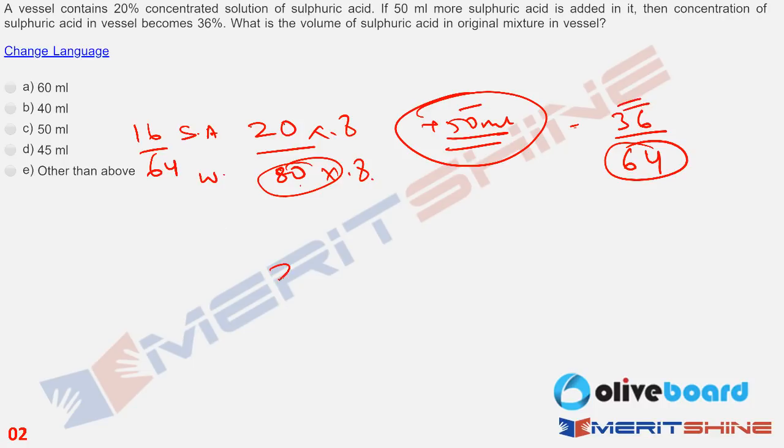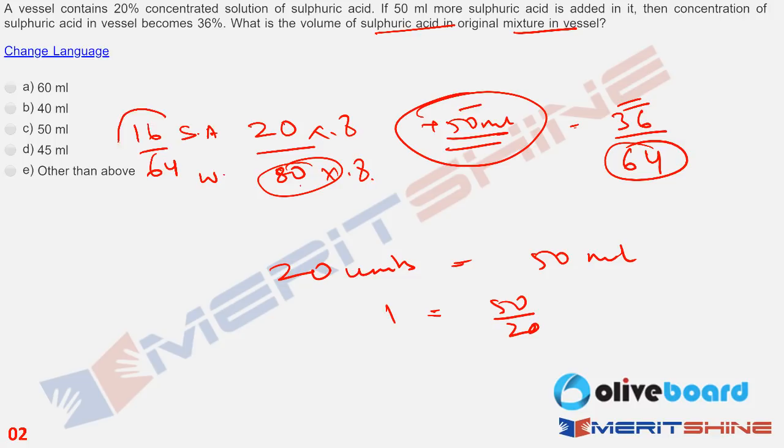So 20 units of the change here in sulfuric acid corresponds to actual 50 ml. So each unit basically is how much? 50 upon 20. What did the question ask? What is the volume of sulfuric acid in the original mixture? What was the original mixture? 16 upon 64. Right? So in 16 upon 64, how much was there? 16 units of sulfuric acid was there. So let me just do this. How much am I getting? This 2 is 2 and this 2 8. This is 40 ml. Finish.